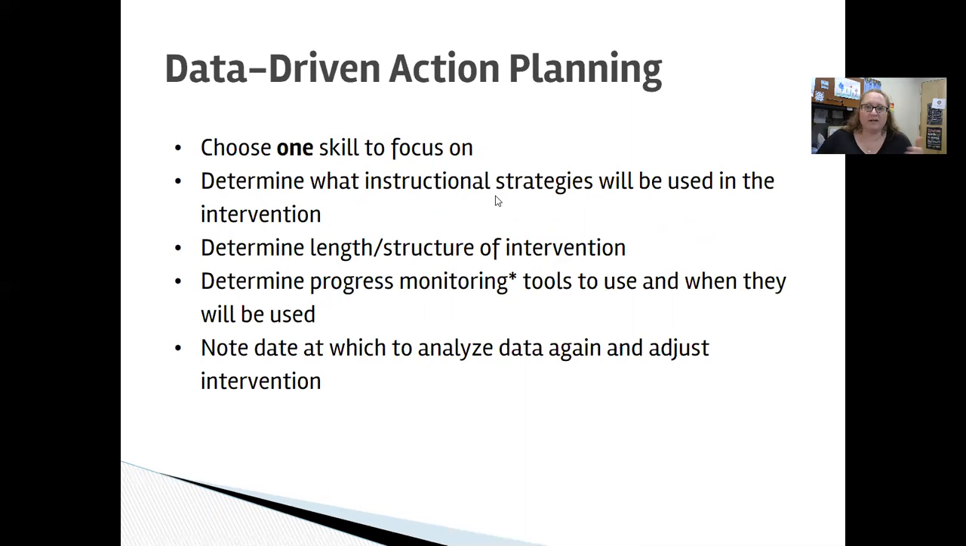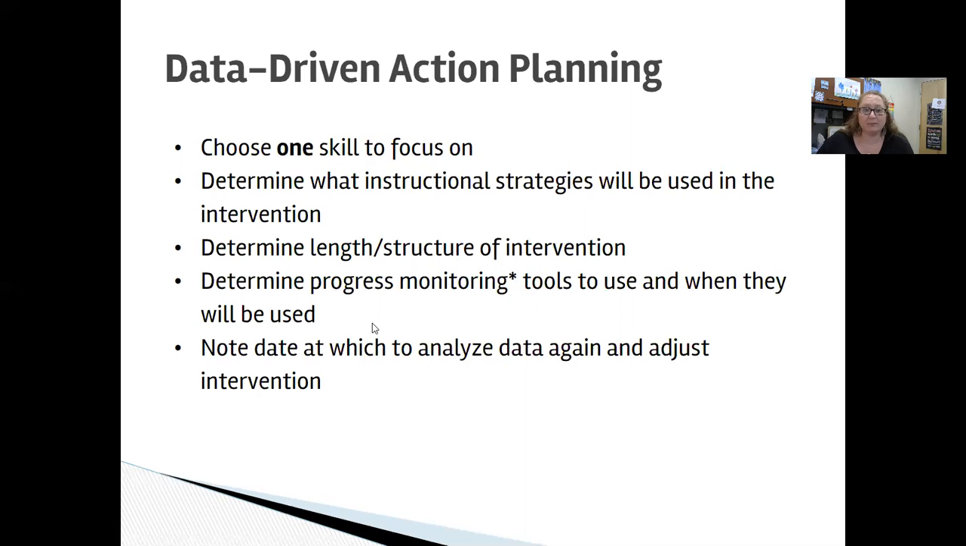Then you've got to figure out, well, what instructional strategies am I going to use to work on that skill? And with that information, you're going to pull from what you know about the student, what their learning style is, what they do succeed with. Then you're going to determine the length or the structure of the intervention. So this can mean what time of day is this happening? Is it going to be part of your math block? Is she going to be pulled out one-on-one? Is she going to be pulled in a small group? Is it going to happen 10 minutes every day, 20 minutes every other day? That all depends on the severity of the need and the structure of your classroom.